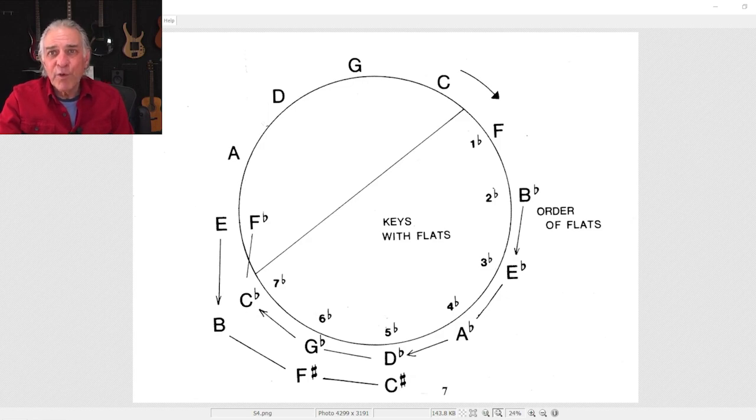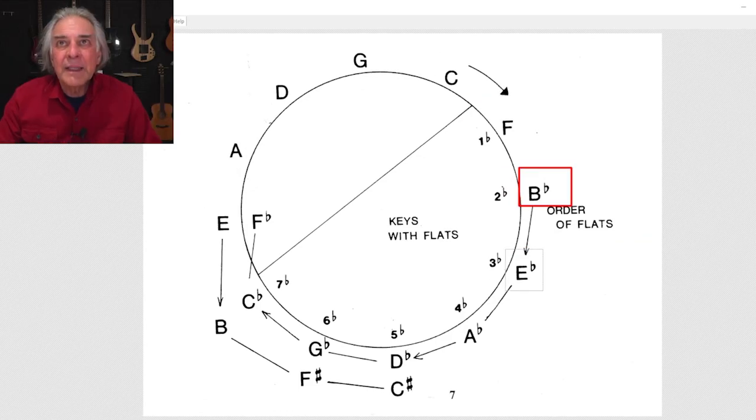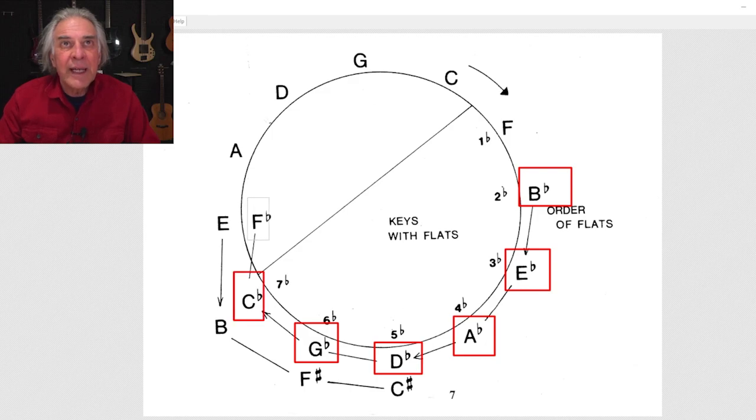Let's take a look at our first flat key, and that would be the key of F, and you can see there is one flat in the key of F. That flat is B flat. Right here is the order of the flats, and you will see B flat, E flat, A flat, D flat, G flat, C flat, and F flat.